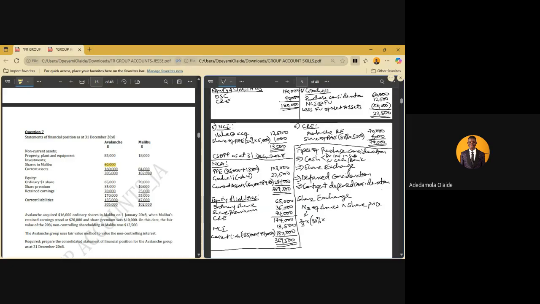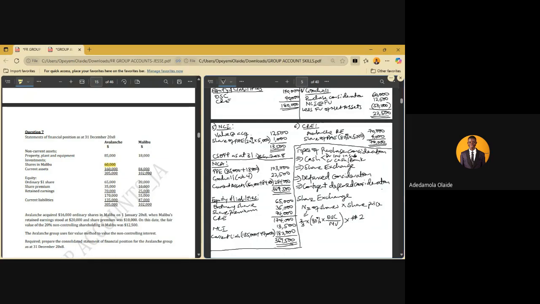At times they may not even tell us the number of shares the subsidiary holds. Then it will just be the ordinary share capital of the subsidiary divided by the nominal value. So when we do all of this, it gives us the number of shares they want to sell. Then we'll now multiply by the parent entity's share price, that is their own share price on that day, which can be maybe 2 naira or anything.